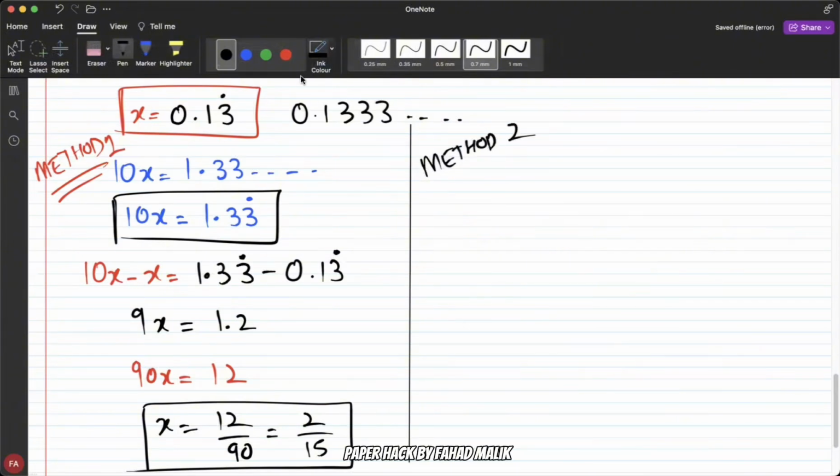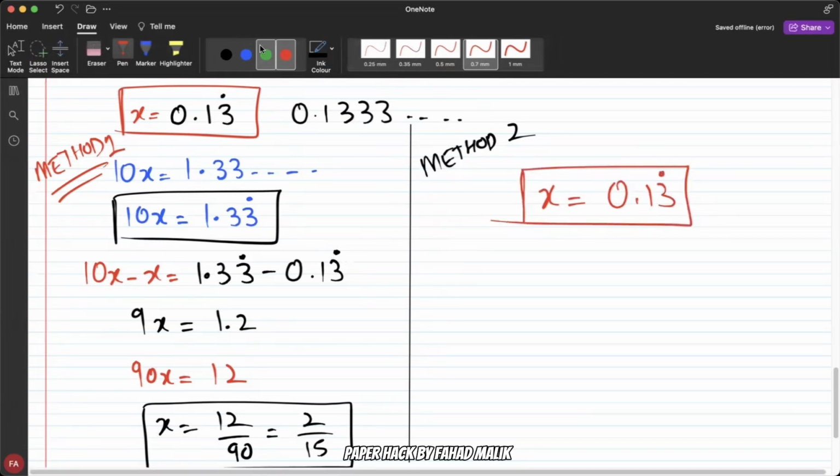Method 2. Again, the first step remains the same, that we would write it down as 0.13 dot as my x. Instead of multiplying this by 10, I could actually multiply this by 100 instantly. Now, why should I multiply this by 100? Again, you'll probably see the idea behind it in a small while. Now, again, what does that mean? Like I said, 0.1333333.